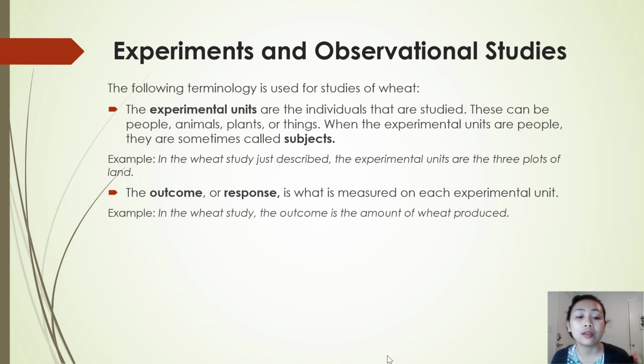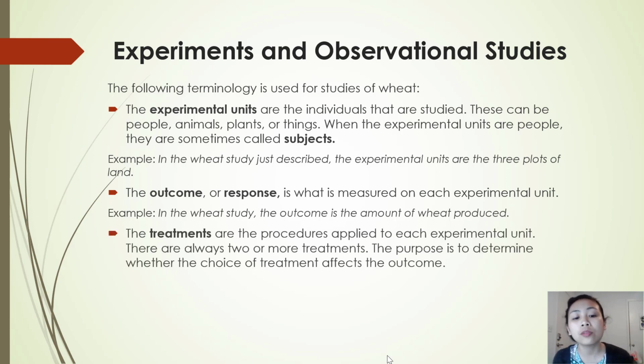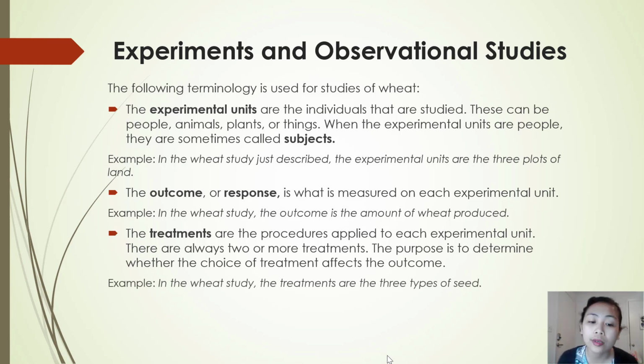For example, in the study of wheat, the outcome is the amount of wheat produced. The treatments are the procedures applied to each experimental unit. There are two or more treatments. The purpose is to determine whether the choice of treatment affects the outcome. So, for example, in the study of wheat, the treatments are the three types of seed. So those are three treatments.